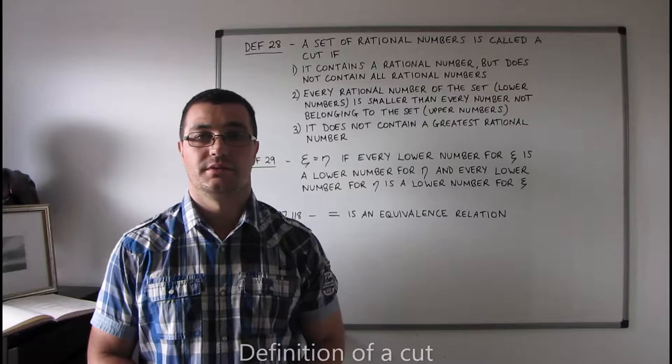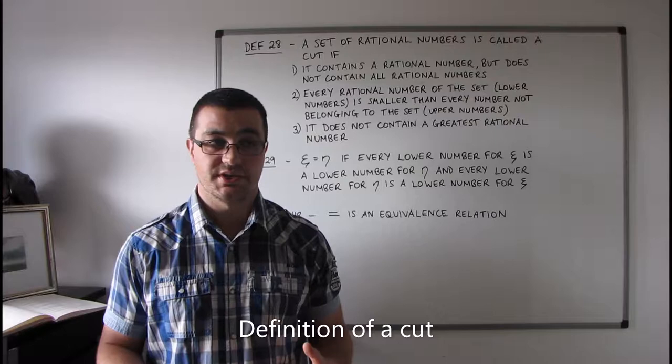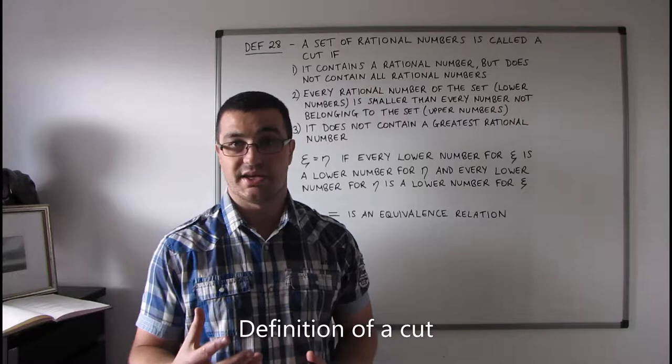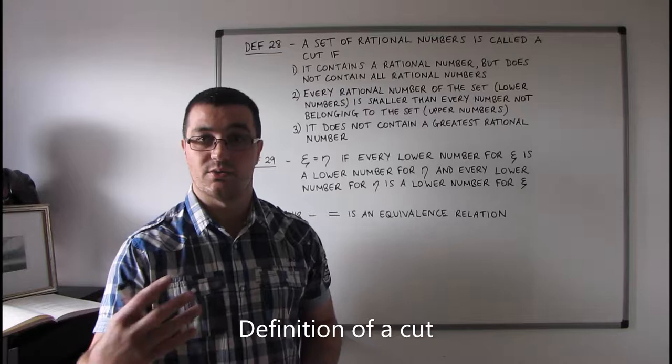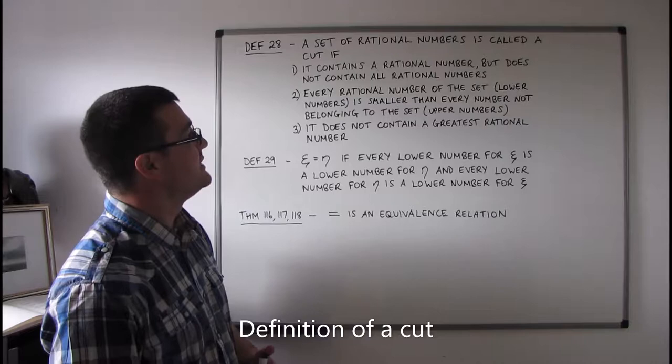So let's start off with the definition of a cut of rational numbers. This is actually only the first formulation that I'm going to give for the definition of cuts of rational numbers. There's going to be another equivalent definition that I'm going to give in a few minutes, but we need to go through a couple of theorems before we get to that. So let's start with this one then.